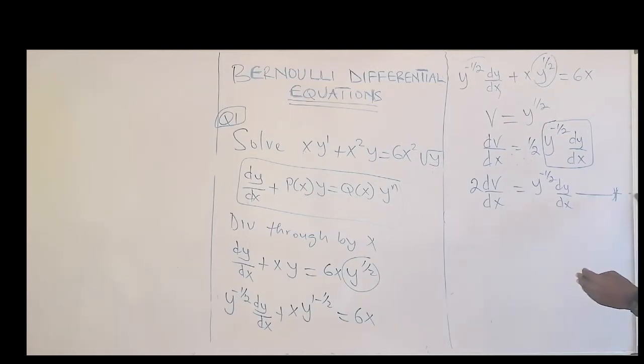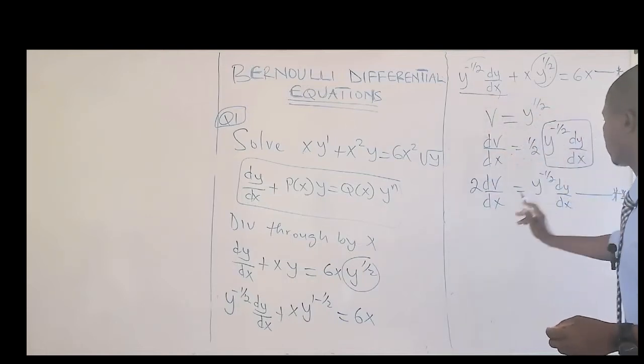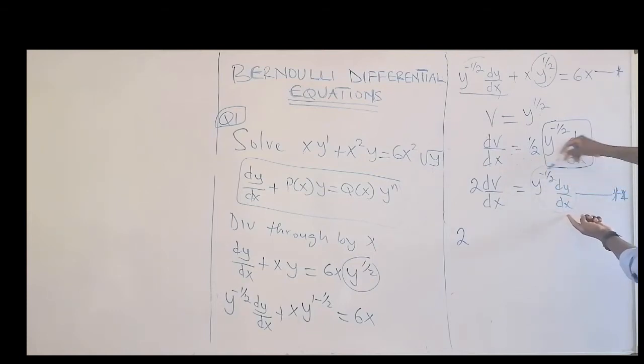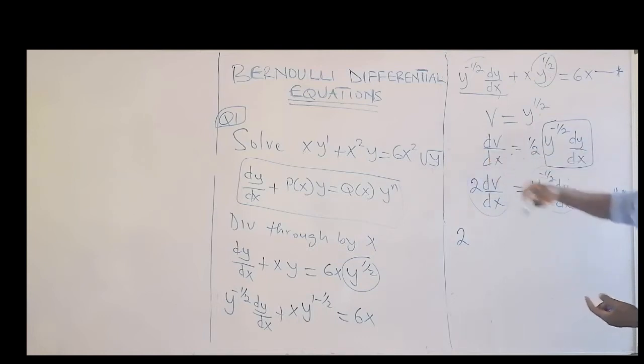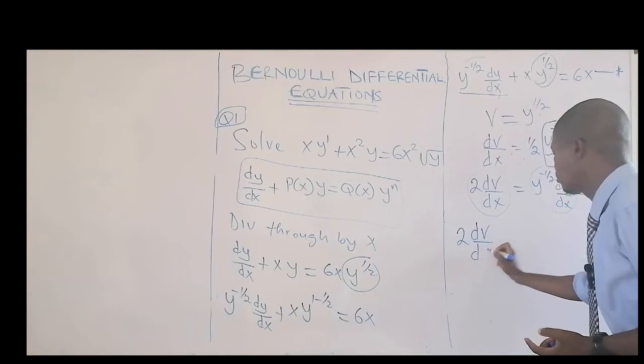Call this one star 1, whatever you want to call it, and this one star 2. Put this one into this place and also substitute this one into this place. So the equation now becomes this: we have an expression for y to the minus half dy/dx, which is 2 dv/dx, so anywhere you see this, you plug this in there. That will be equal to 2 dv/dx.